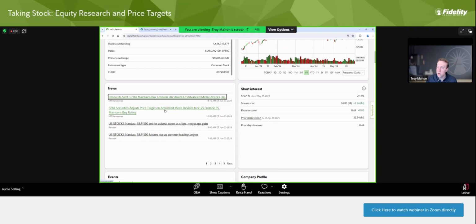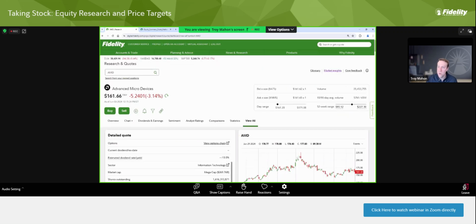And then here's another one here. Bank of America, B of A Securities, adjusts price target on Advanced Micro Devices to 195 from 185. So where's the stock trading now? It's trading at about 161.